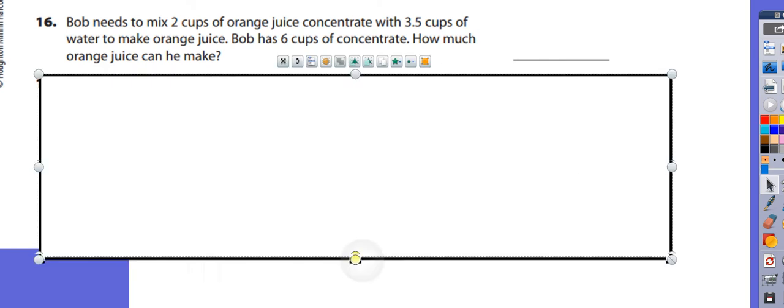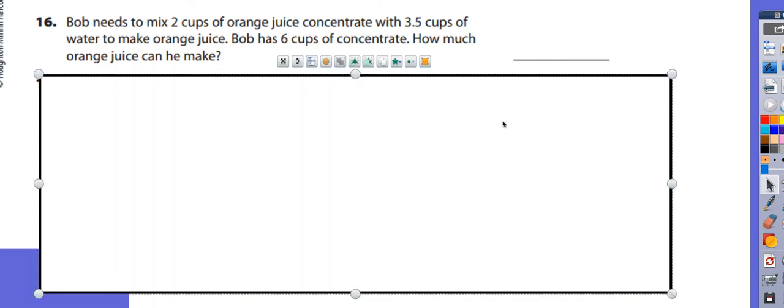All right, number 16. This one's a little bit tricky. I'm going to try to show you the easiest way to solve it. So the first thing you need to understand about number 16 is that Bob needs to mix some orange juice concentrate with some water, and that's what makes orange juice. So I'm going to go ahead and talk you through the directions here and then give you a little hint.